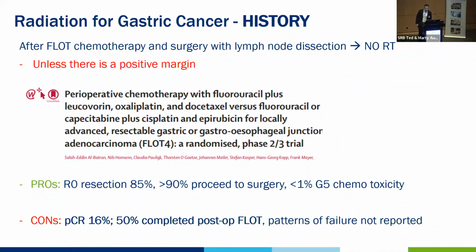Now, with positive results from the FLOT4 study, the standard of care is perioperative chemotherapy for most patients that are being treated definitively with surgery. And for the vast majority of patients, unless there's a positive margin, we don't offer radiation for these patients. The pros of this study was that there was a very high rate of margin negative resection. Many of the patients, or more than 90% of them, were able to proceed to surgery, and there was very low rates of chemotherapy toxicity.